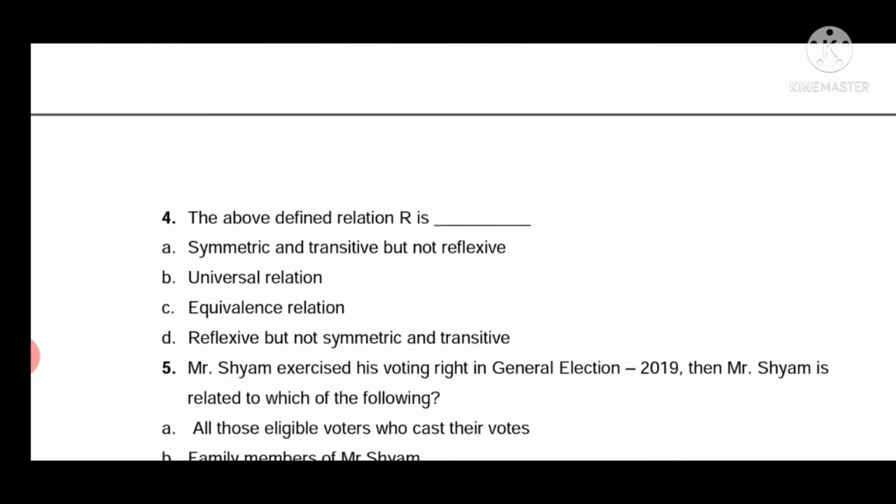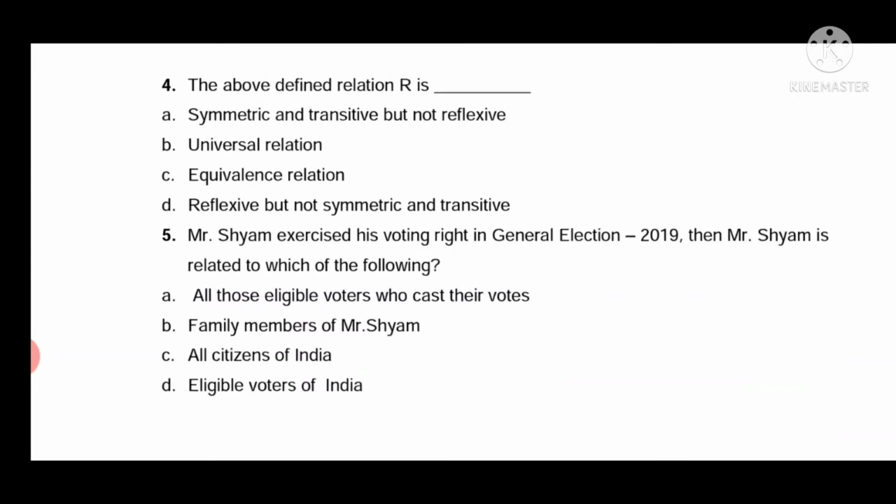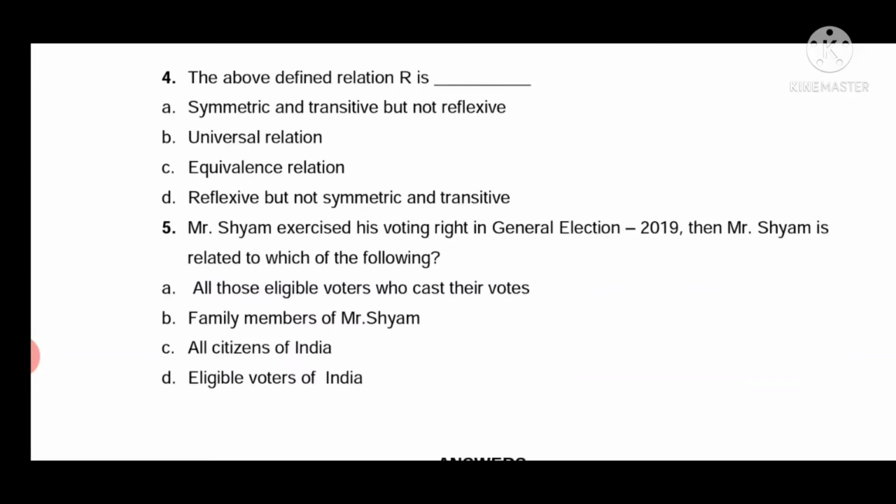Mr. Syam exercised his voting right in general election 2019. Then Mr. Syam is related to which of the following? Look here, Syam is giving the vote, means we can say that this main set is all those eligible voters who cast their votes. So the answer is here A.